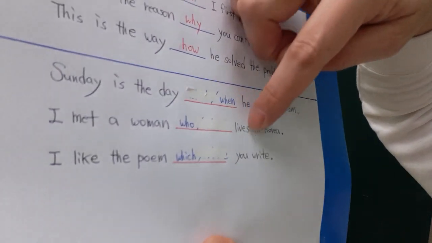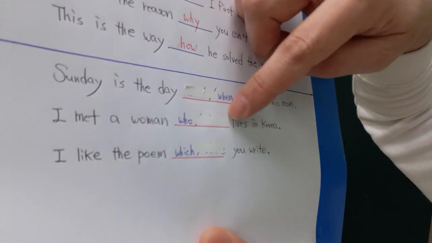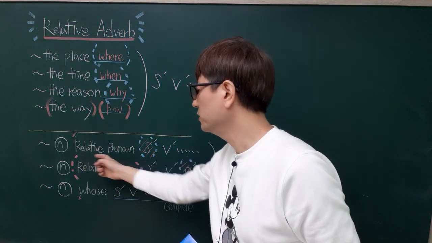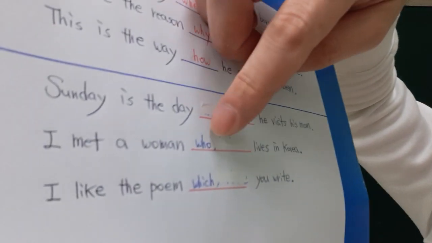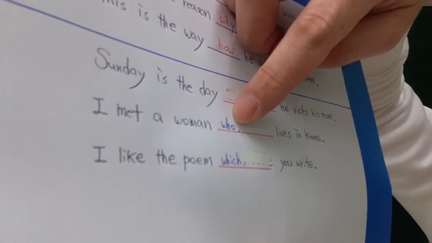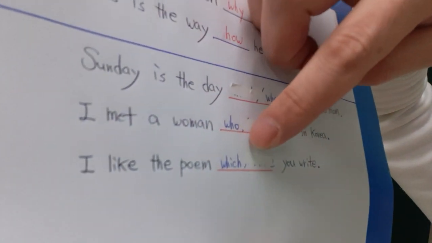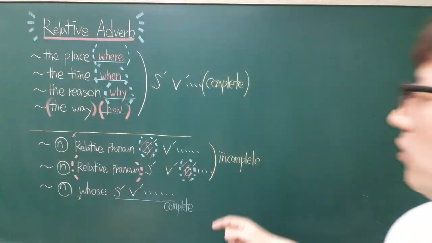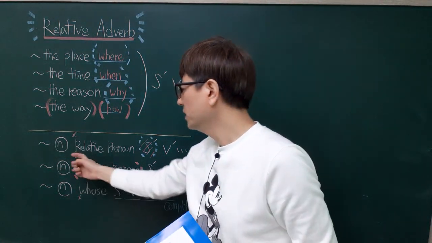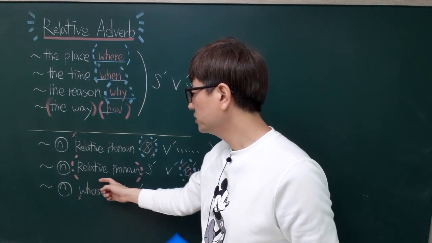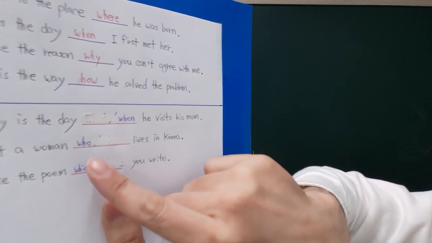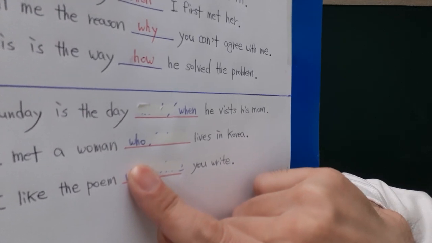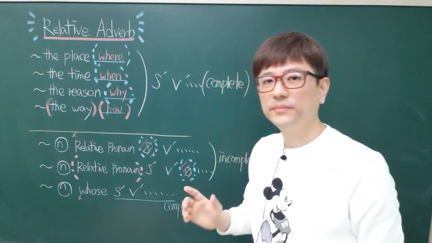Then look at this. I met a woman who lives in Korea. As you can see, there is no subject. Then we can't omit the relative pronoun, so we can't remove this who in the sentence. But look at this. I like the poem which you write. You is a subject and write is a verb. There's no object. Then in this kind of case, we can omit the relative pronoun, so we can get rid of which in the sentence. "I like the poem you write" is okay. You know what I mean?